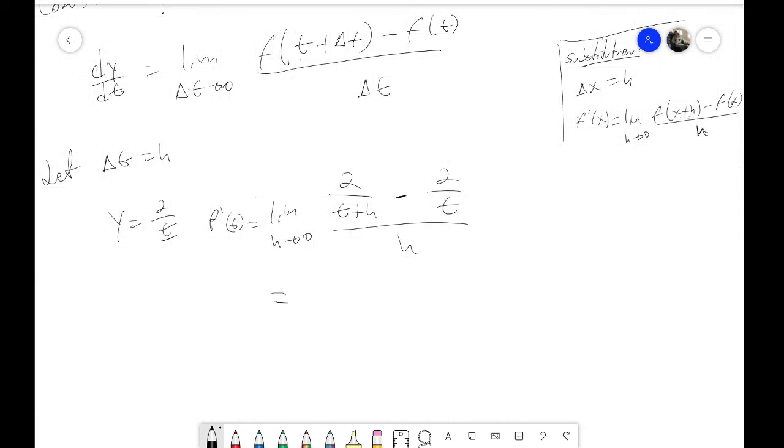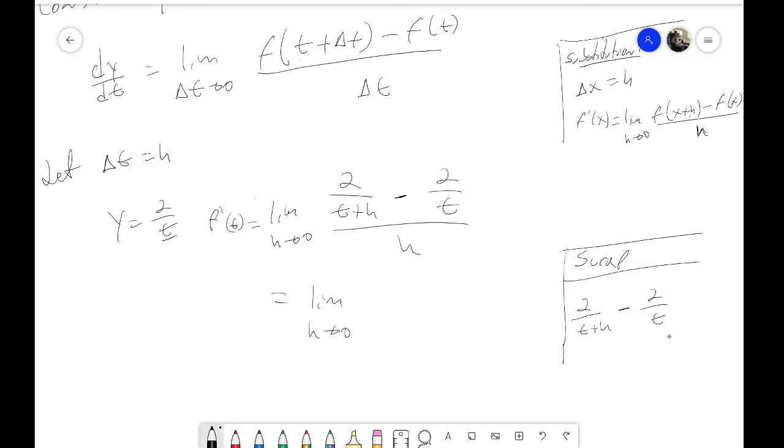So let's continue with the work. So we have now a complex fraction. We're taking the limit as h goes to 0 of 2 over t plus h minus 2 over t, all divided by h. Again, my recommendation: work with the numerator first, and then work with the denominator. For you to combine fractions, if you remember from college algebra, the denominators must be equal. So you have to make them the same.